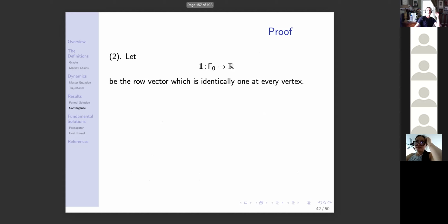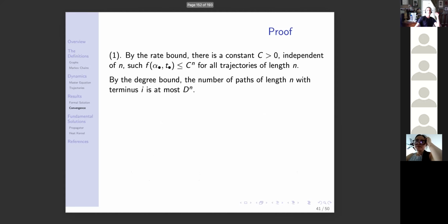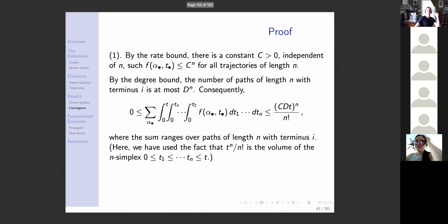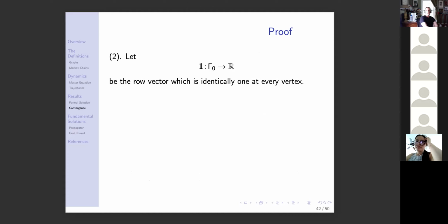Okay, that proves one. What about two? What was two saying? Two says I have a probability distribution P(t) for each time t. How do you prove that? Well, let 1 be the row vector. We can think of it as a row vector, which is just a function which is identically one at every vertex. Okay, so here I'm assuming that there are finitely many vertices, to make sense of this. So I have a row vector.